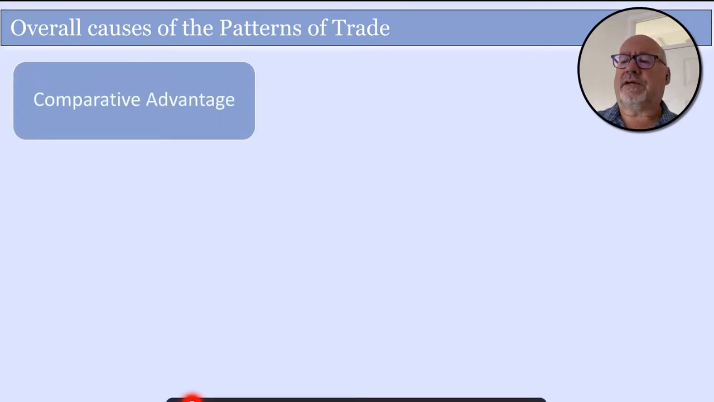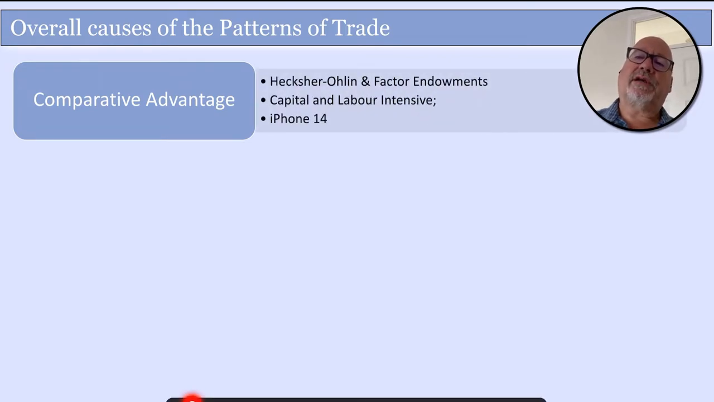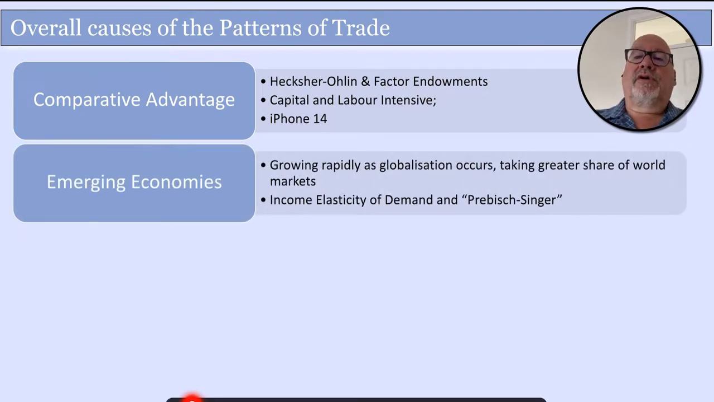So there's basically four things that we need to consider, and the first is the comparative advantage that each country or each continent has, and we're going to look at their factor endowments. We're going to look at capital and labour intensive industries and where the new iPhone 14 is being produced. We need to look at emerging economies. These are smaller economies that have been growing rapidly as globalization has occurred, and they're taking a greater share of the world markets. And in particular, we're going to look at an issue within those countries of what we call income elasticity and the Prebisch-Singer problem.